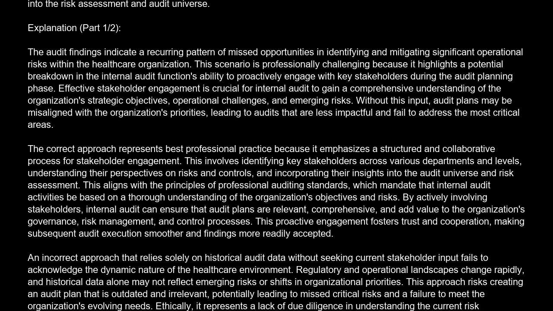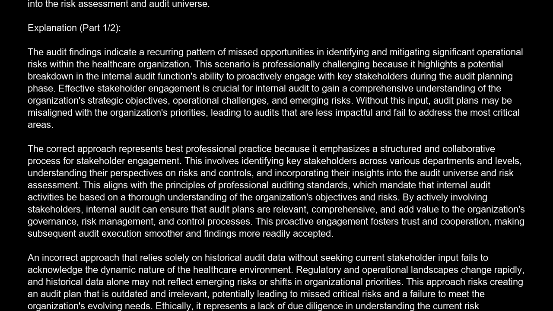Explanation. The audit findings indicate a recurring pattern of missed opportunities in identifying and mitigating significant operational risks within the healthcare organization. This scenario is professionally challenging because it highlights a potential breakdown in the internal audit function's ability to proactively engage with key stakeholders during the audit planning phase.